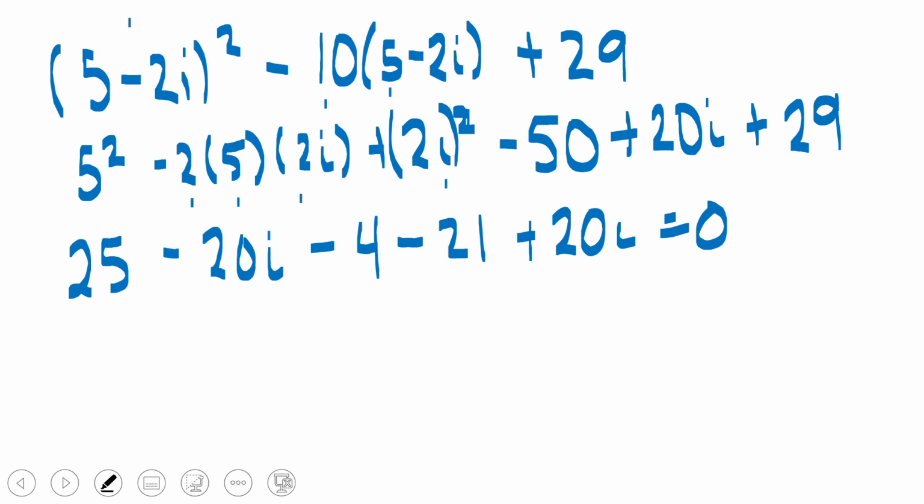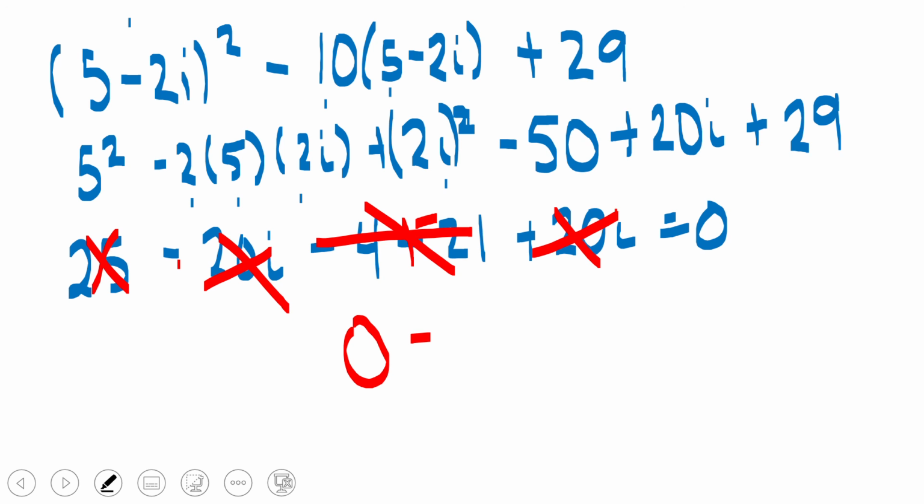Now we're ready to address that. All right, so we have 25, positive 25 is negated by a negative 25, so all of this goes away. Negative 20i is negated by a positive 20i, all of this goes away, and we still have 0 equals 0 for our check.